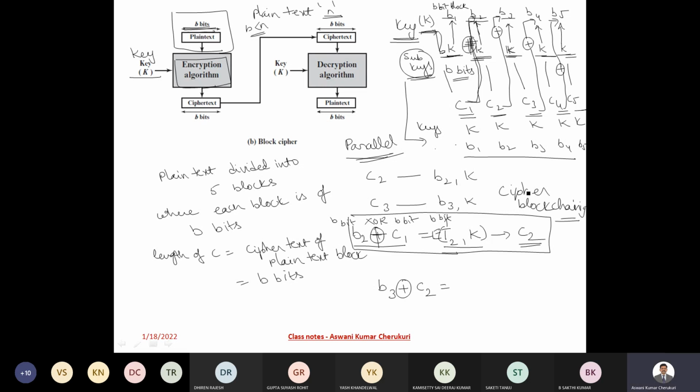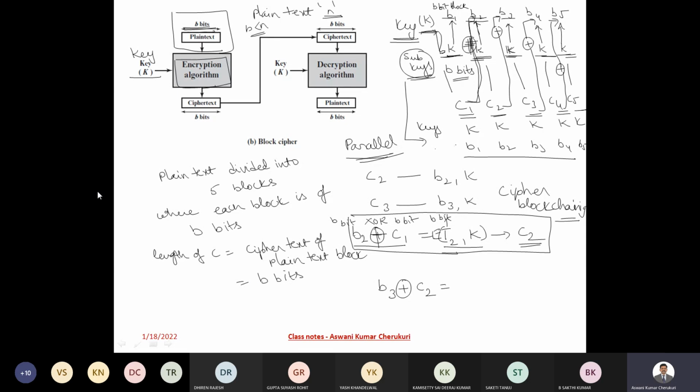So this mode of operating the block ciphers is called cipher block chaining. Is this clear? Yes, sir. Any doubts? I pause here for a second, and if any doubts are there, please ask the questions. Any doubts? Okay, if there are no doubts, we will proceed.